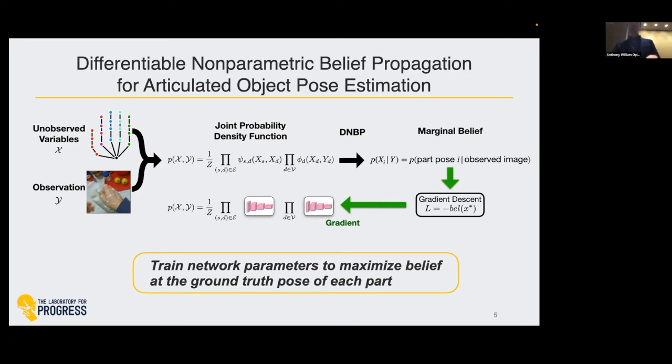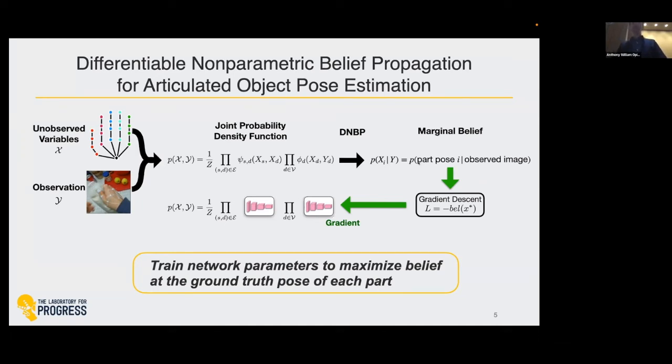Belief propagation will encode that probabilistic graphical model into what's called the joint probability density function. Then by applying the belief propagation algorithm, you'll get, on the far right-hand side, an estimate of the pose of each of the individual parts conditioned on that observed data.